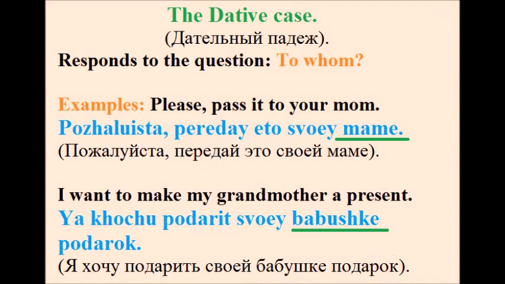The dative case, дательный падеж, responds to the question to whom. Examples: please pass it to your mom. Пожалуйста, передай это своей маме. I want to make my grandmother a present. Я хочу подарить своей бабушке подарок.